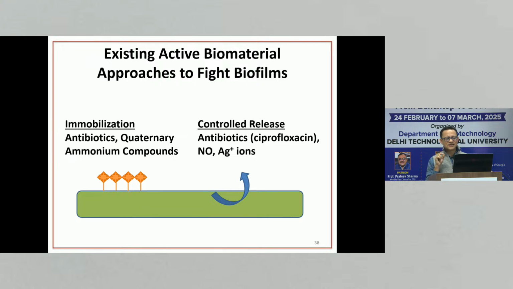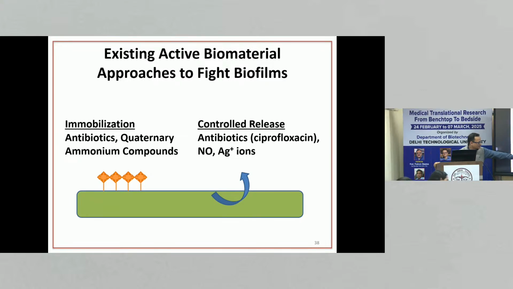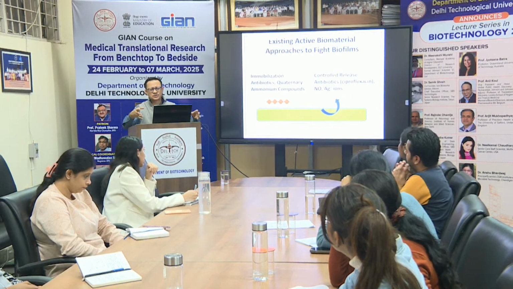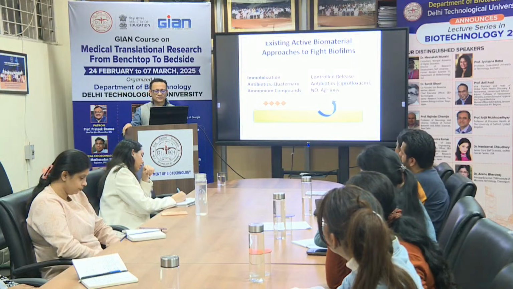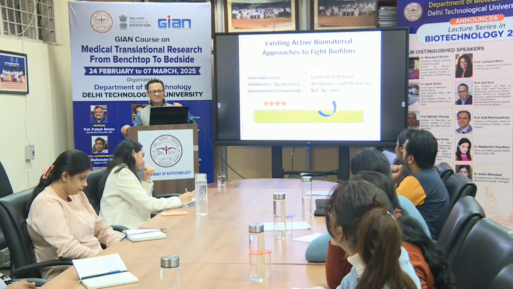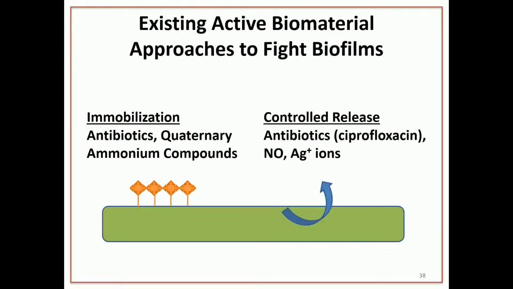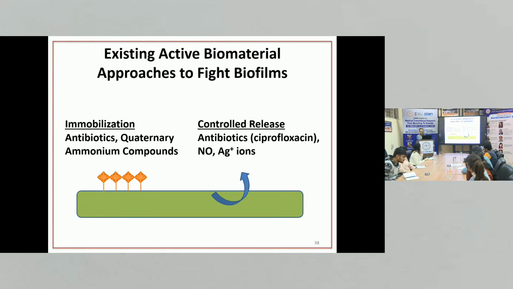So let's think about controlled release. If you put something immobilized on the surface that's releasing, or you put it inside the coating and it's releasing something, it can be nitric oxide or antibiotic or silver ions. What do you think is the biggest challenge with this controlled release way of fighting infection? Rate of release is a huge issue.